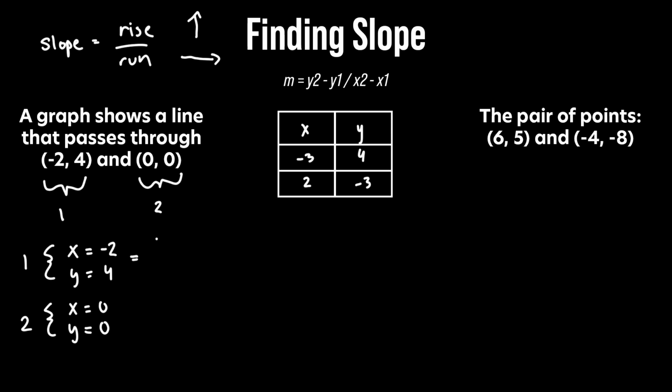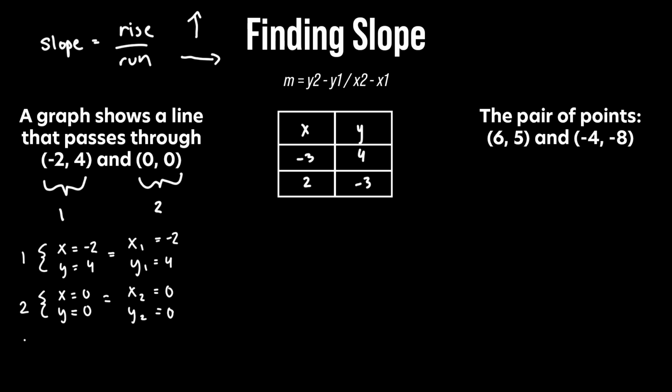So thus, x1 is equal to -2 and y1 is equal to 4. Meanwhile, x2 is equal to 0 and y2 is also equal to 0. So now we can use our equation here to find slope. So that's going to be 0 minus 4 over 0 minus -2. So this is going to be -4 over 2, which is equal to -2. So this is the slope of our equation. This is equal to M.